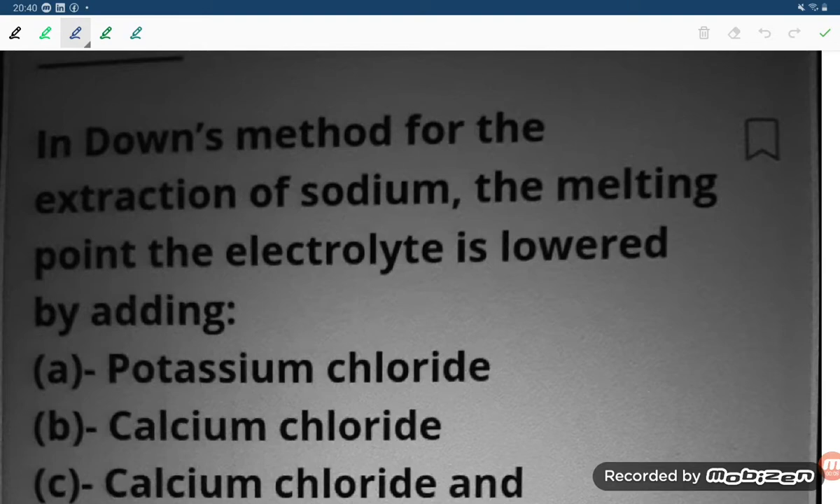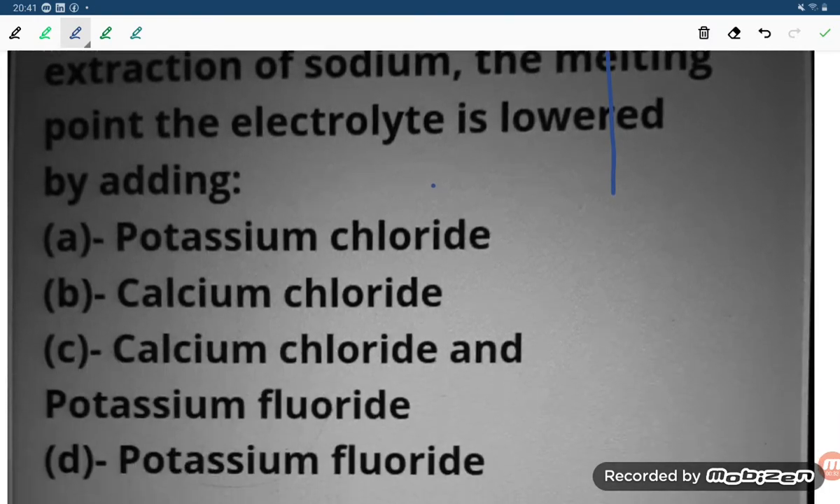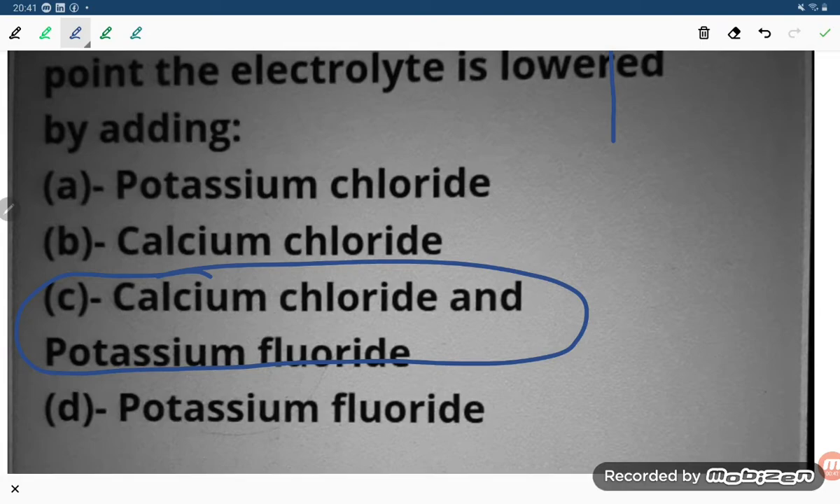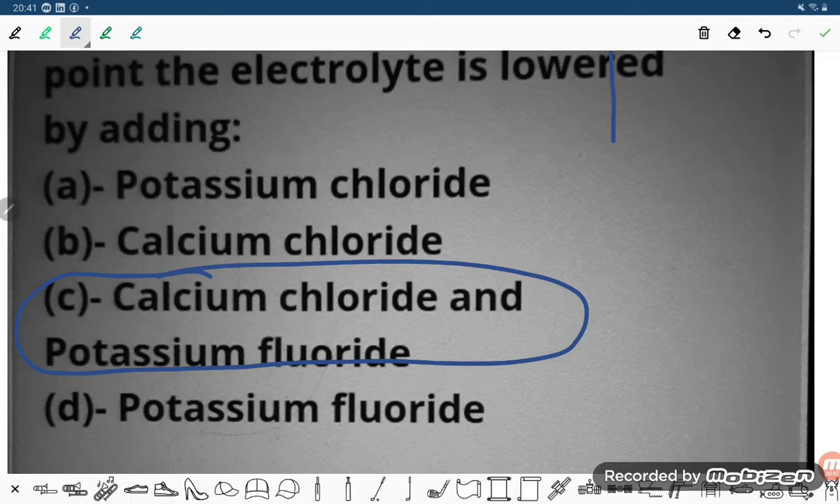Okay, so what is the problem, student? The problem is: in the Down process method for the extraction of sodium, the melting point of the electrolyte is lowered by adding what? Generally we add salts to the electrolyte to lower the melting point. So which salts are we going to add, students? Here, calcium chloride and potassium fluoride. These two salts are used to lower the melting point of the NaCl.